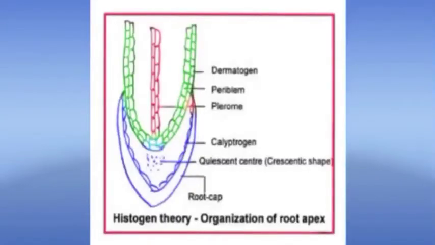Let's see the diagrammatic representation of histogen theory and organization of root apex. For better understanding, check this diagram carefully: root cap, calyptrogen, plerome, periblem, dermatogen and all.